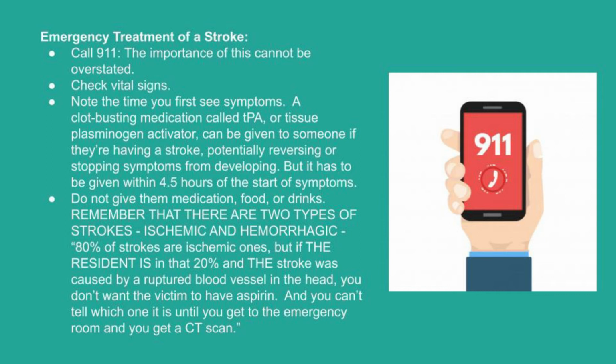Remember that there are 2 types of strokes, ischemic and hemorrhagic. 80% of strokes are ischemic ones, but if the resident is in that 20% that are hemorrhagic and the stroke was caused by a ruptured blood vessel in the head, you don't want the victim to have aspirin, and you can't tell which one it is until you get to the emergency room and you get some type of brain scan. The biggest thing is recognizing that the resident is having a stroke.